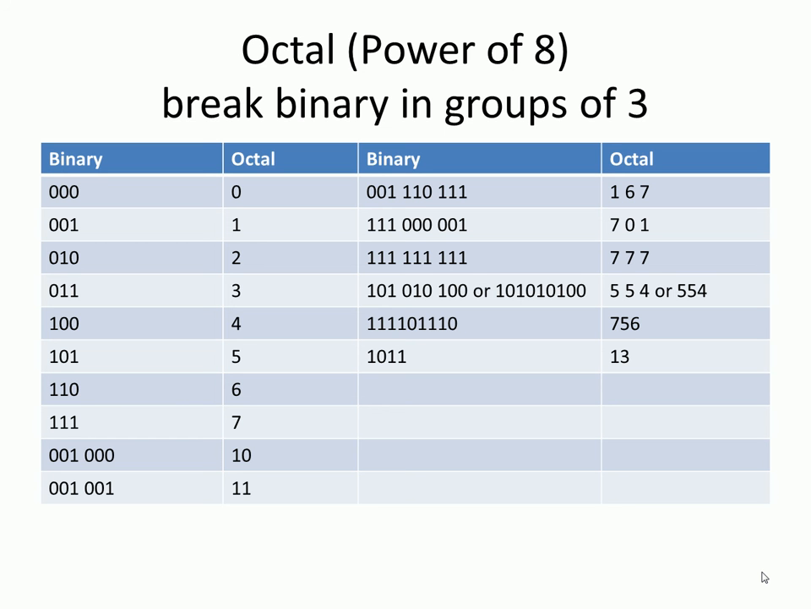So 0, 1, 1 is 3. And we got a 1 left over. 0, 0, 1 is the same as a 1, so that's how we get 13. Since you have to break it into groups of 3, you top out at 777. But you could always go to another group.